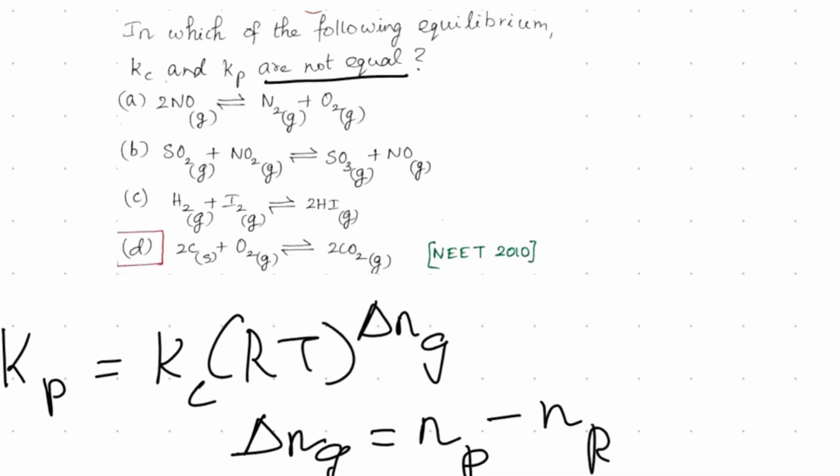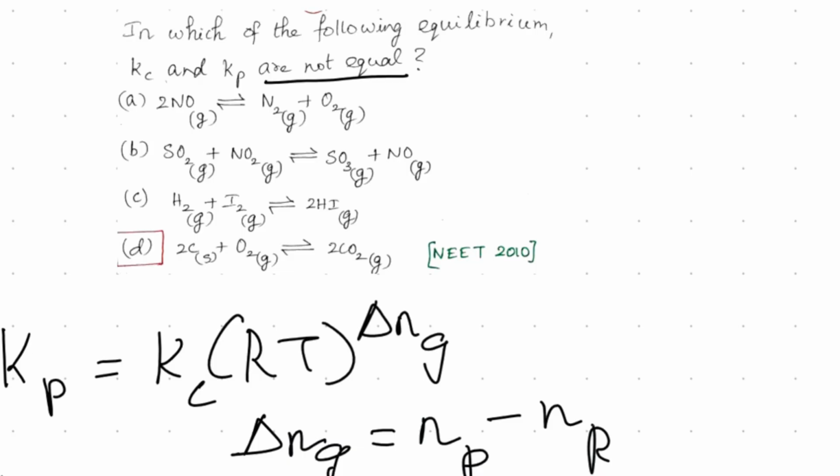Kp will be equal to Kc if delta Ng is equal to 0. Okay. Delta Ng will be equal to 0 if Np is equal to Nr. That is, in the reactant side and product side, the number of moles of the gaseous species should be equal. Then delta Ng will be 0 and Kp will be equal to Kc.